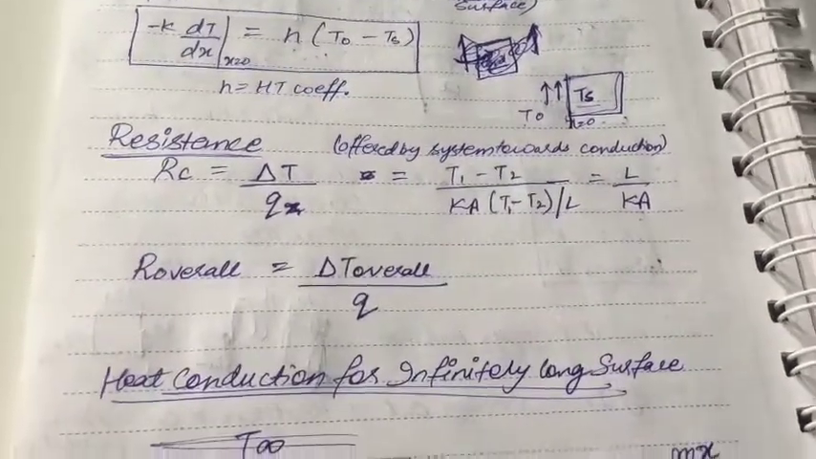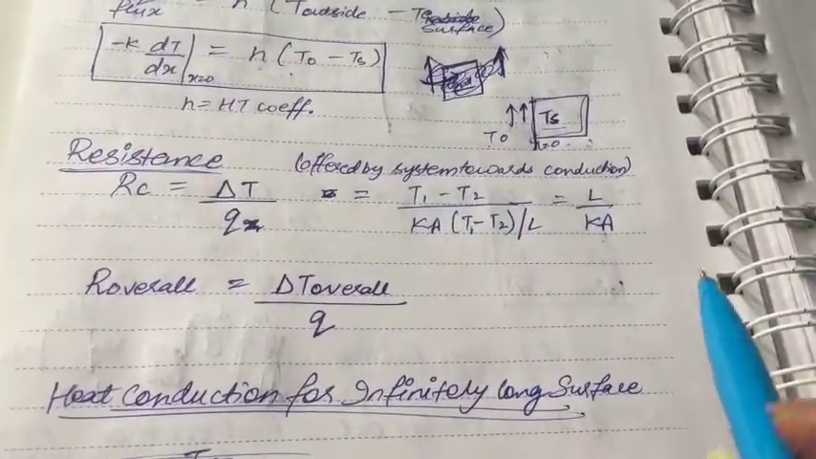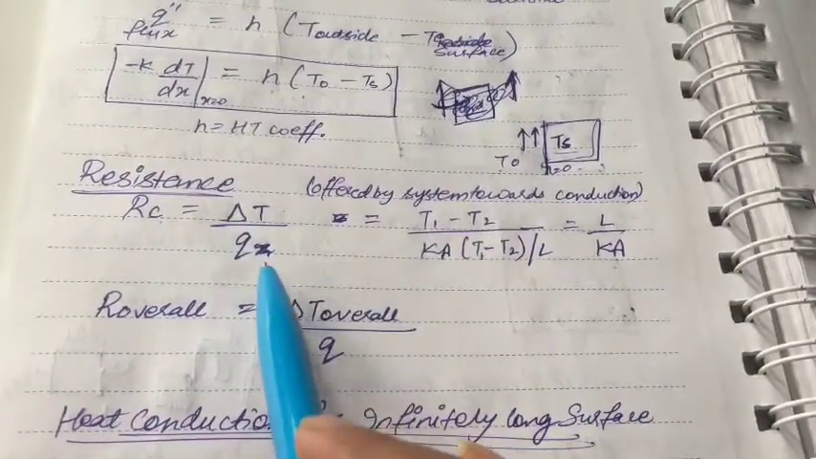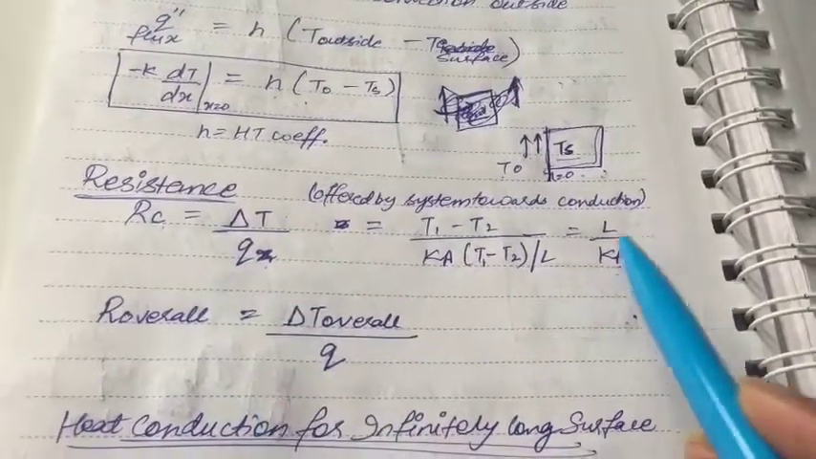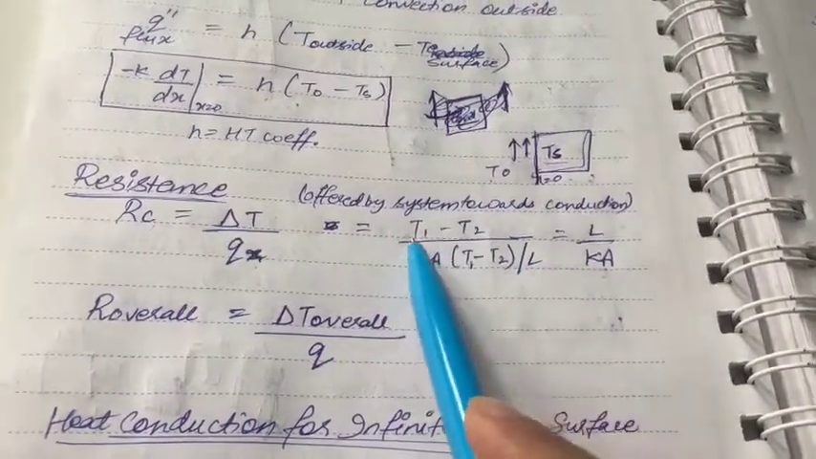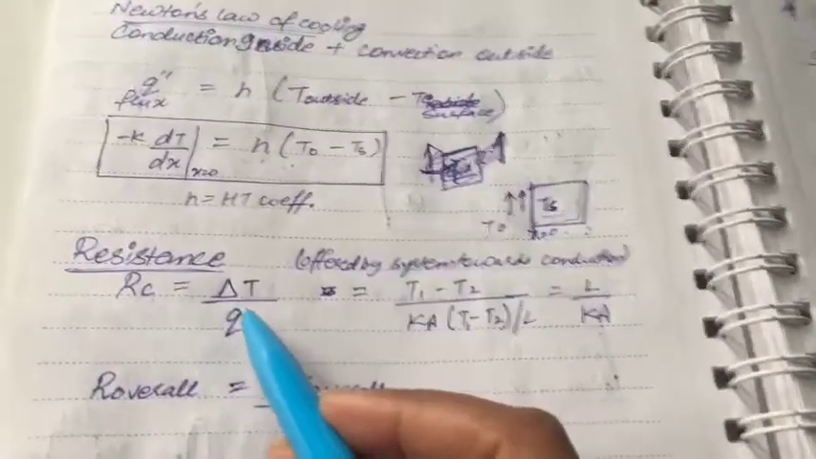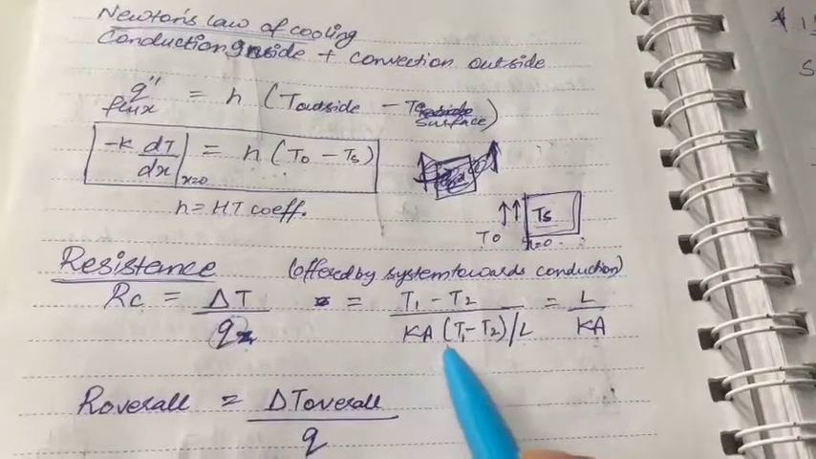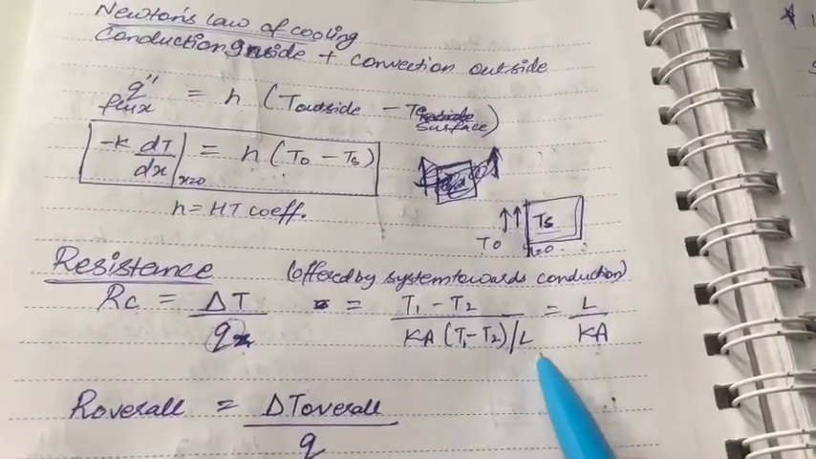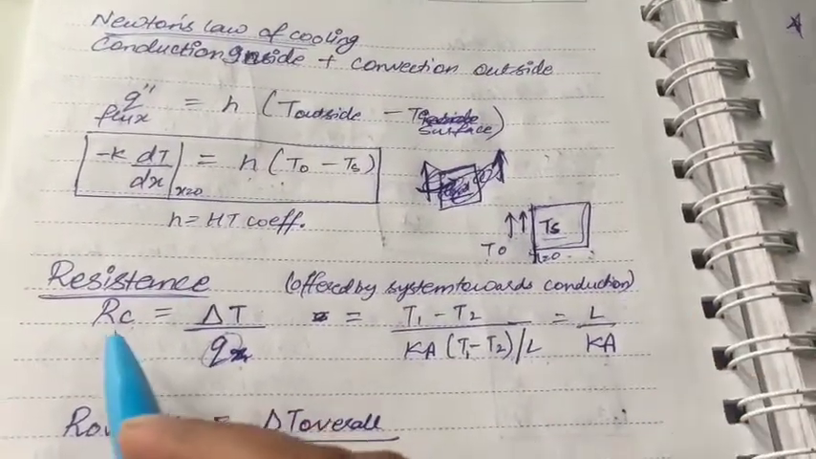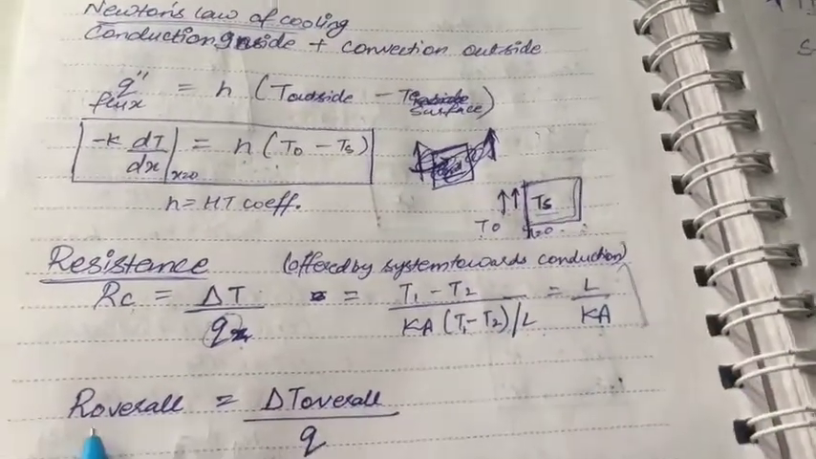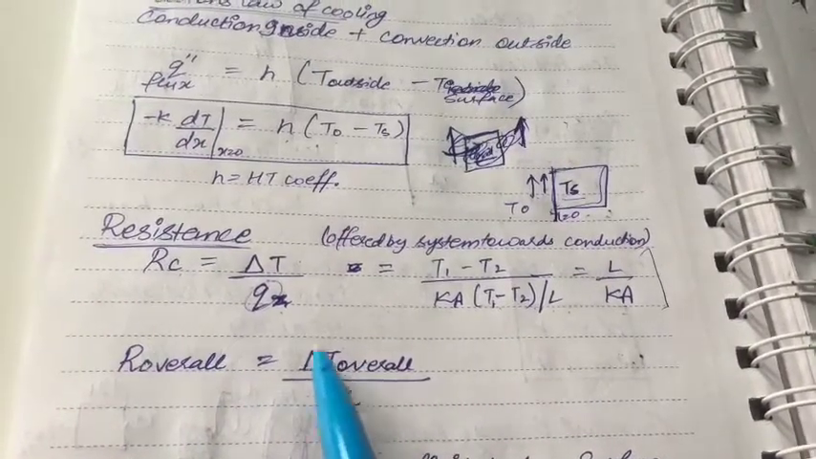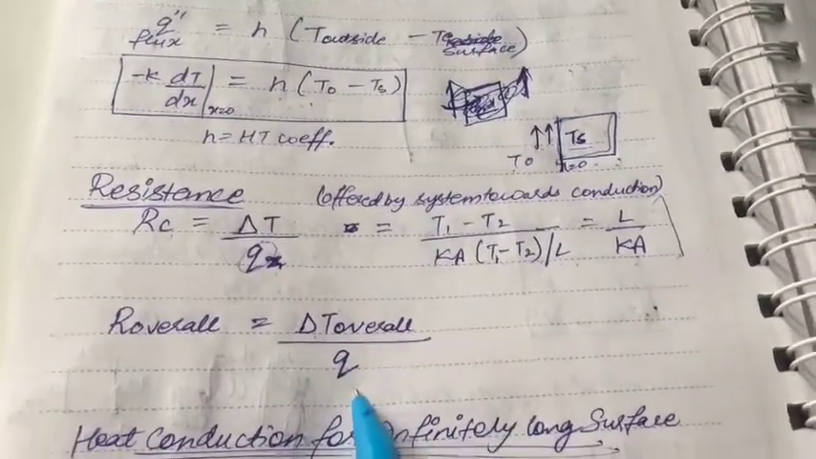Next we have resistance offered by the system towards conduction, which is noted as Rc, which is nothing but delta T, change in temperature, by Q, the rate. It can also be written by putting the value of Q, which is kA delta T by L, we get Rc is equal to L by kA. And to calculate overall resistance, it is overall delta T by the rate.